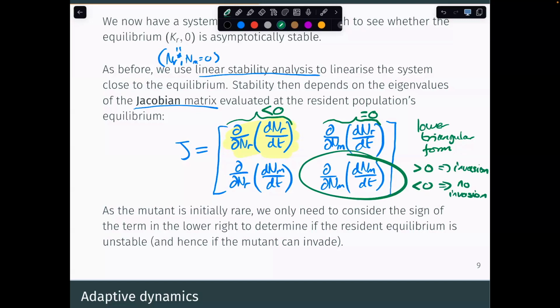We need to consider the sign of this term here to determine invasion. So in effect, we are doing linear stability analysis on this system of two ODEs where we've got our dNR/dt and our dNM/dt. But because of the assumptions we've made about the mutant being rare, we don't actually have to do the full linear stability analysis. We just need to look at this term. That's a lot easier.